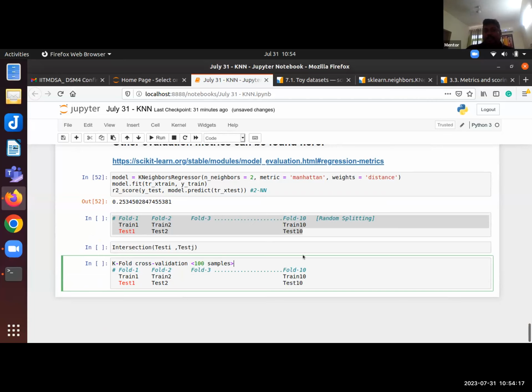How many times do you want to run this experiment? Tell me. You want to run it 10 times or 5 times? How many times do you want to run this? 5. Okay, let's say you want to run it 5 times.